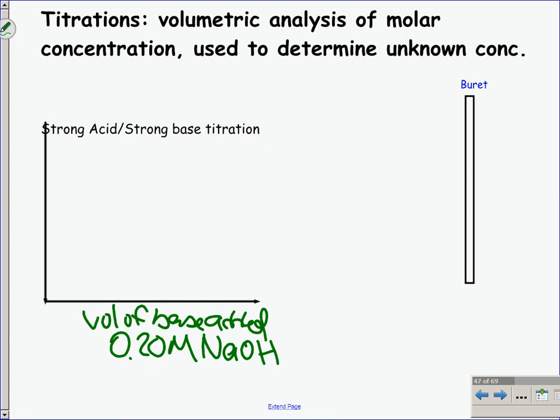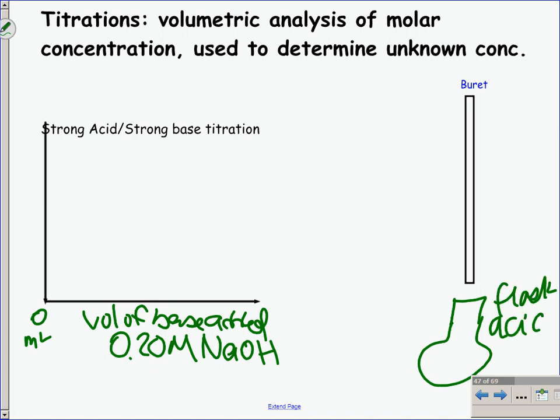So if I start you off with 0 milliliters of base added, I'm going to draw the picture as we go here, and this is how you are going to be setting up your experiment. This is my flask of acid. I just have some acid in here, so I'm going to call it HCl.